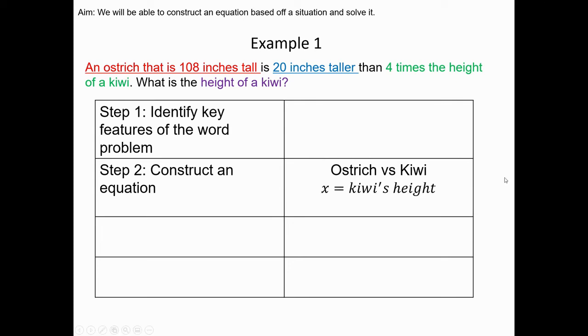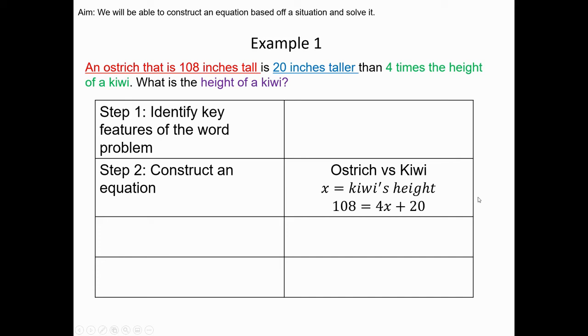So now with this information, let's have our equation. If this is supposed to be an ostrich versus a kiwi, don't we already know how tall an ostrich is? Yeah, it's 108 inches tall. So one side is going to be 108. Now, we're told that it's 20 inches taller than 4 times the height of a kiwi. I hear 4 times the height, and our goal is to find the height. Isn't that just going to be 4 times x right here? But for these to be equal, we're going to need to add an extra 20 right here.